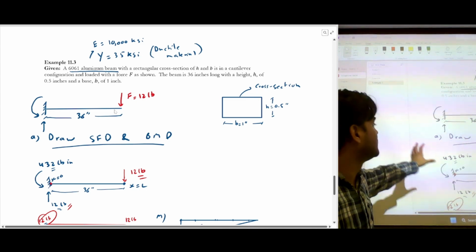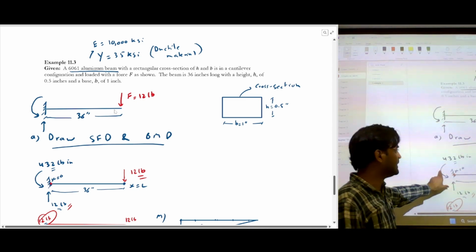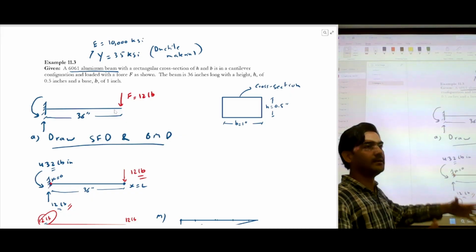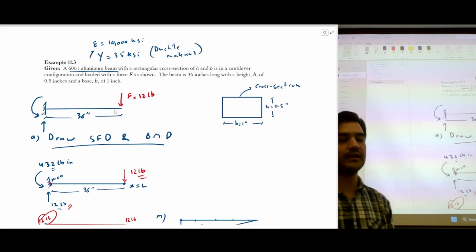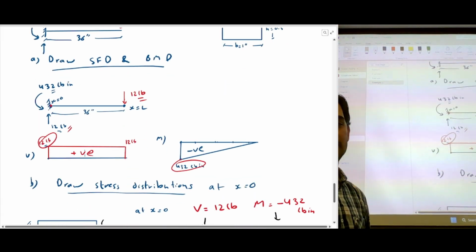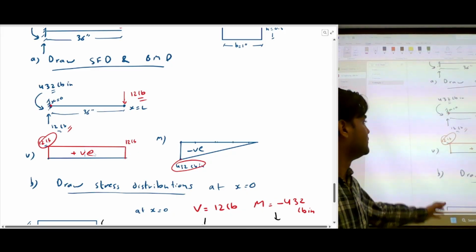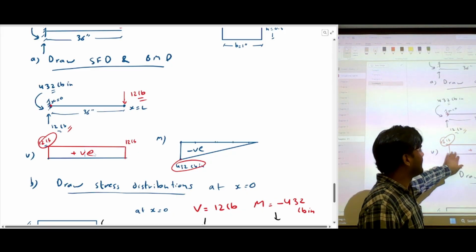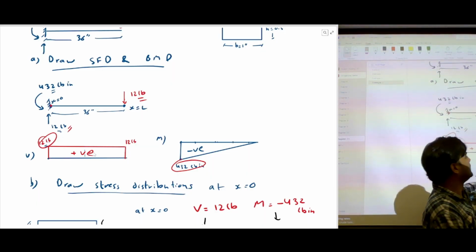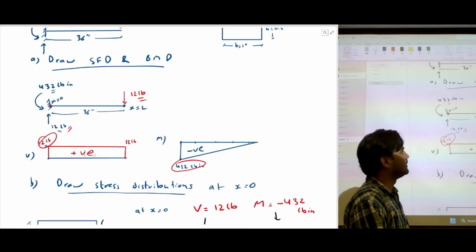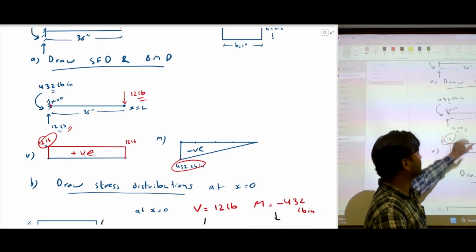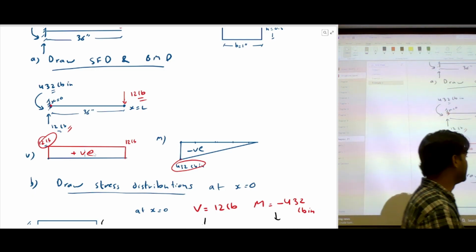So the first step was to calculate the reactions, which we did last time. The next step is to draw the shear force and bending moment diagrams, because from there we can determine stresses. This is what we did last time. We also drew the shear force diagram and bending moment diagram, because under this load, those are the only things we have. If it had been some other loading condition, we would have something else as well. But in this case, we only have shear force and bending moment.